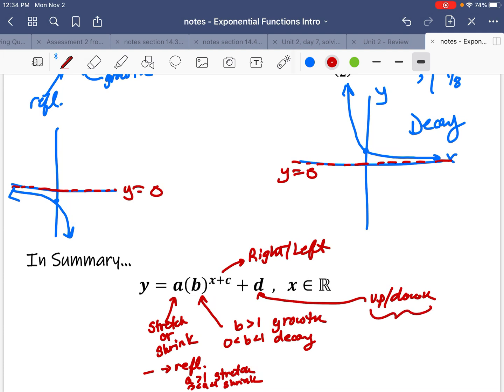And this guy over here is going to move you up or down. And with that, that's going to change your asymptote as well. From y equals 0, it changes it to whatever that d value is, up or down. All right, and that's the general gist of exponential functions and graphing them.